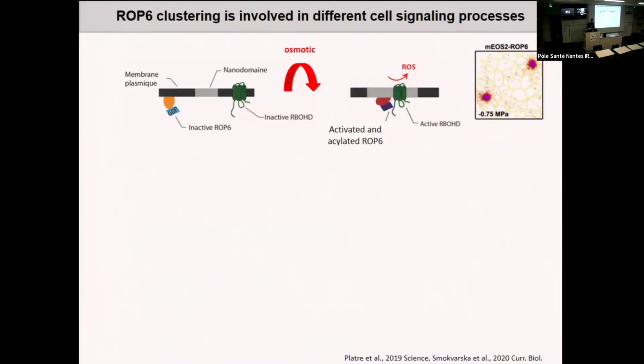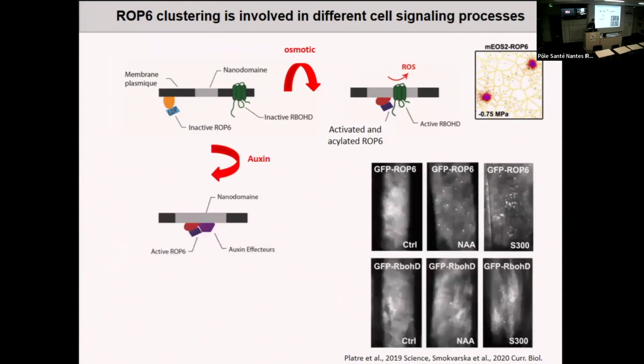So I will give you two other pieces of information that go a bit further than this work. This is the model that we are working on now. We believe that this osmotic signal is changing the localization of the GTPase, even if it's not really demonstrated, and even the activation is not demonstrated. We believe that activation is needed, and probably acylation, and this controls the ROS accumulation during osmotic signal.